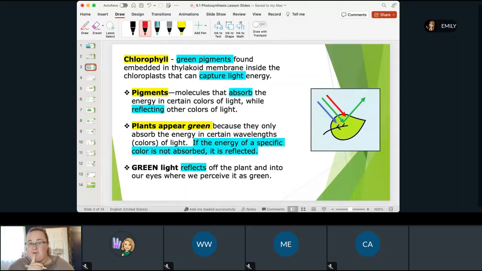How many of you knew that? I see one. Okay, so a few. Good. That's going to be important to know. Okay, so plants don't use the energy from green light because they're reflecting it. They use the energy of every other color of light. Okay. So green light reflects off of the plant and into our eyes, which is why we see plants as green.